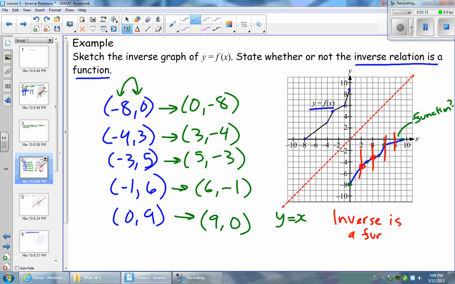Okay, so this is not going to be the case for every single question you do. Sometimes it will be a function and sometimes it won't, but it's actually quite easy to find out. You just apply that vertical line test that we drilled into you when you were in grade 10. So that is the first example in how to sketch the inverse graph of a given function.